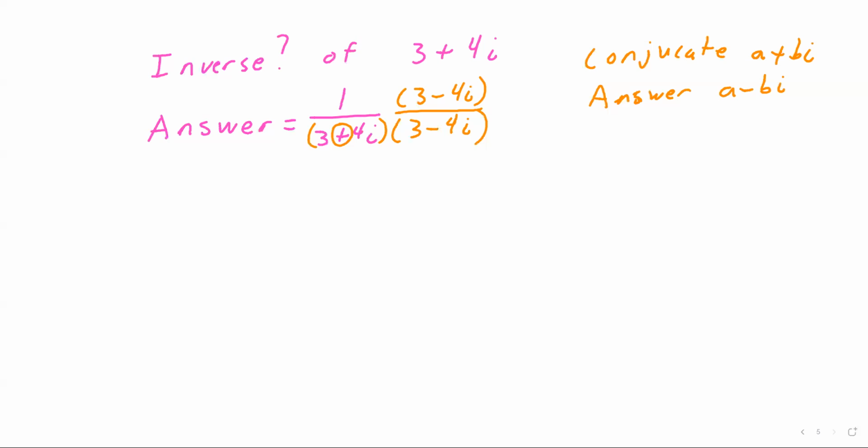But when we do this work, the top part's super easy. What's 1 times 3 minus 4i? 3 minus 4i. So nothing happens on the top for now. But on the bottom, I need to FOIL it out. All right. So what's 3 times 3? What's 3 times -4i? What's 4i times 3? What's 4i times -4i?